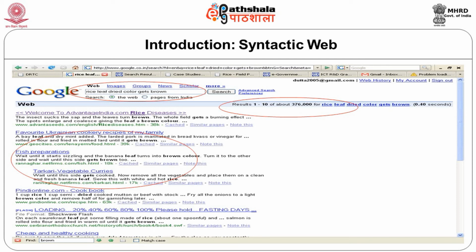Because why is it happening? Because we are talking about the syntactic web. It's not able to interpret the words, like rice or leaf or dried or color. It's not able to really understand the meaning, or even the context in which I am looking. Maybe it is true that the first one has that brown color and is matching by the word, but the context is completely different.